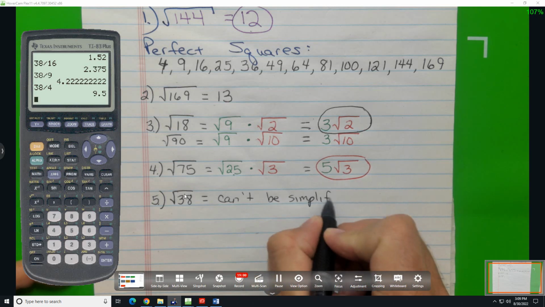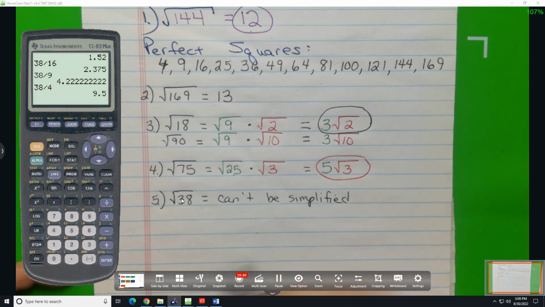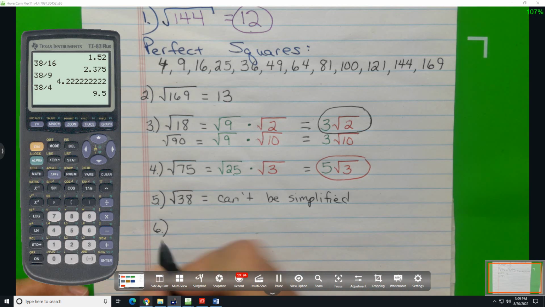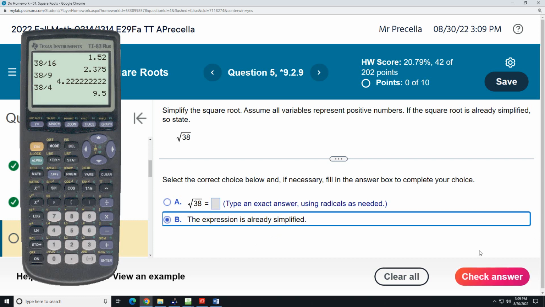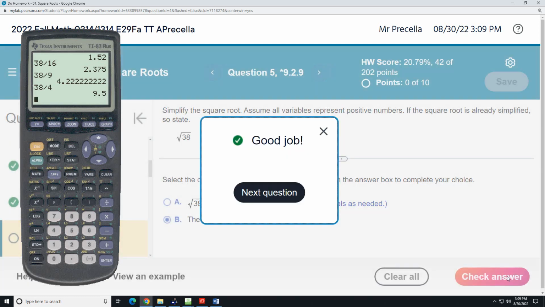If there's no perfect square that divides evenly into the number, then the square root can't be simplified. And in that event, what am I going to do here for the answer? Well, it's already been simplified. That's what they say. Okay, so I choose option B. Any questions?